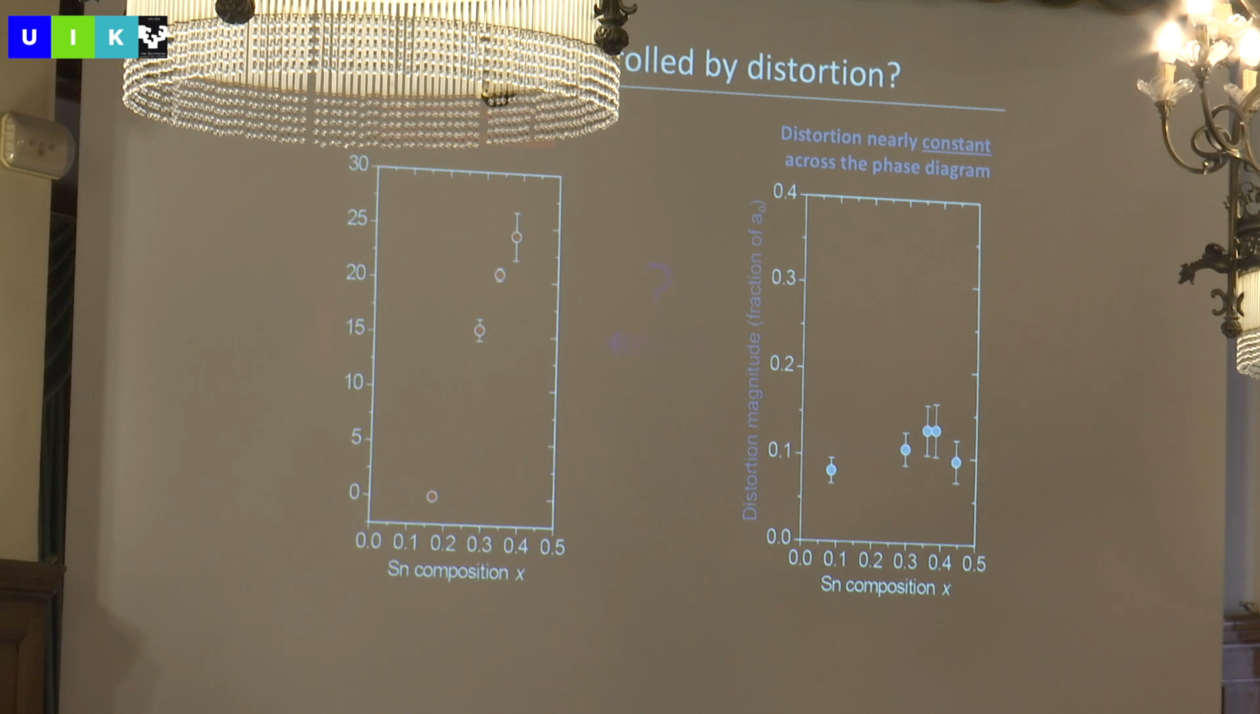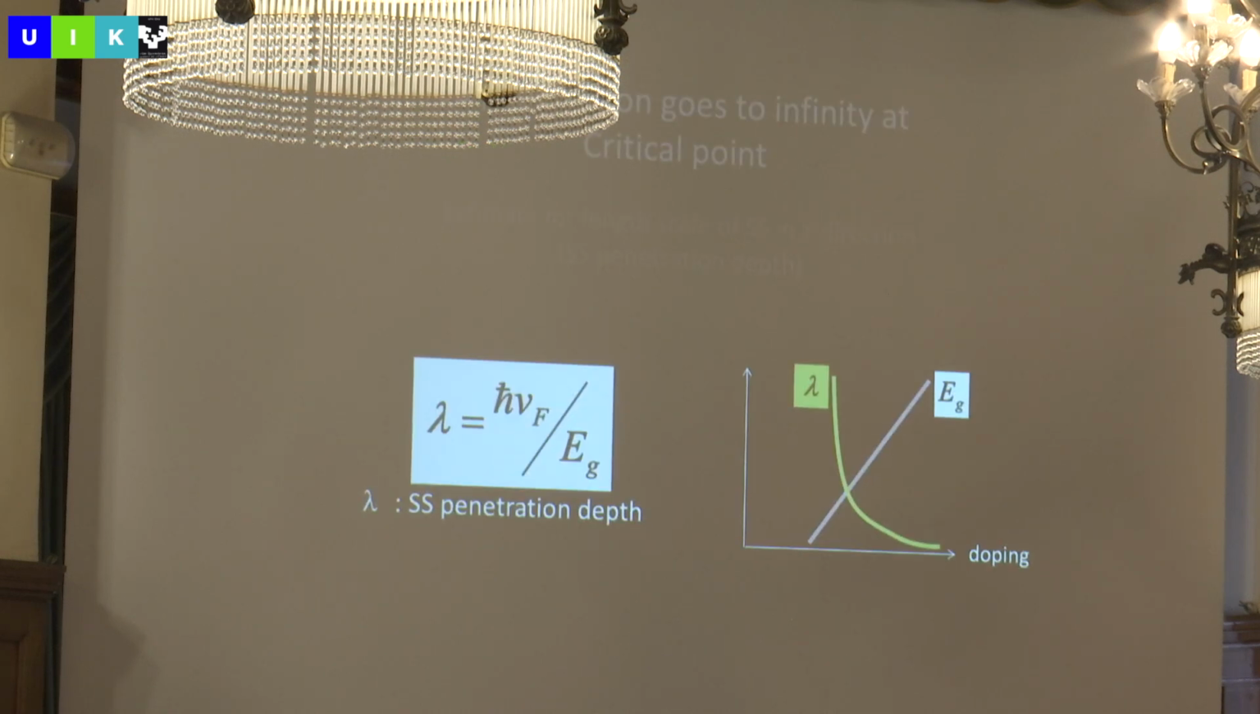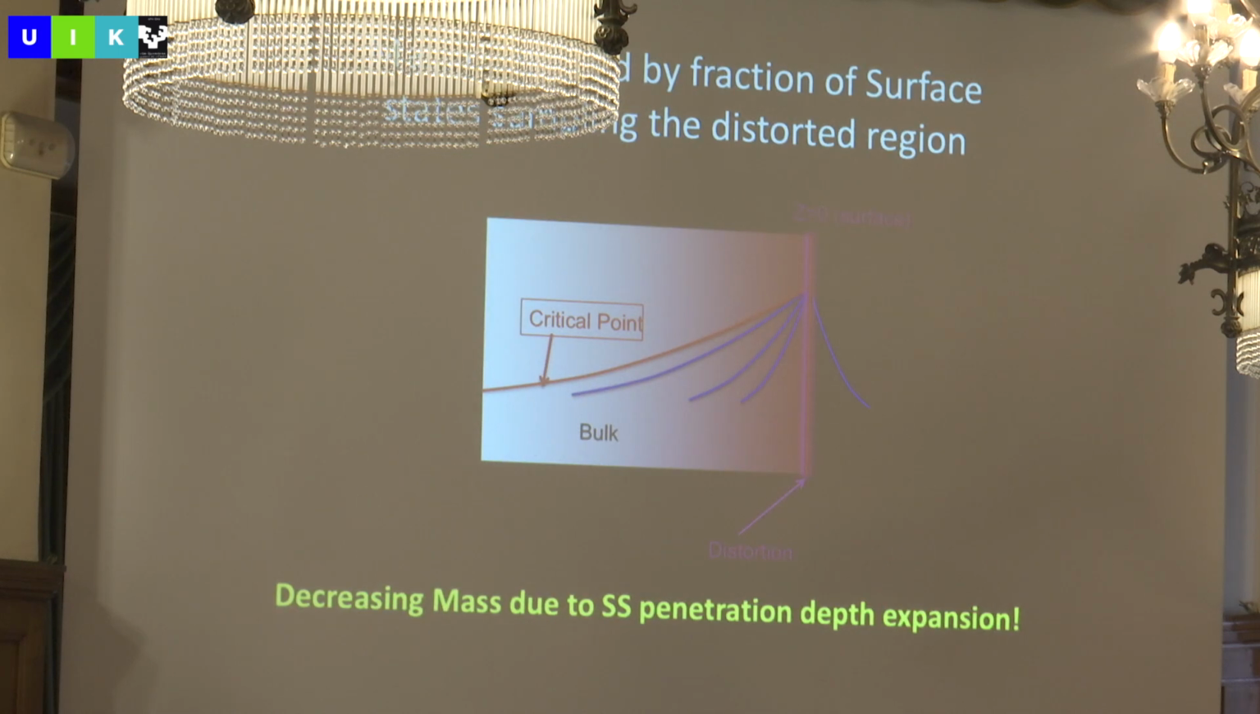So then why does the mass decrease? I'll cut to the chase because, again, lack of time. The answer is very simple. It's because the surface state penetration depth is changing. As you go from the topological to the trivial phase, the gap is getting smaller, and as the gap is getting smaller, the surface state penetrates more and more into the bulk. In fact, at the critical composition, the penetration goes to infinity. That means that the amount of the surface state that's able to sample this distortion, which happens only on the surface, gets smaller and smaller, and that's why the mass goes to 0 at the critical point. Okay, so that's it. That's all I wanted to say.